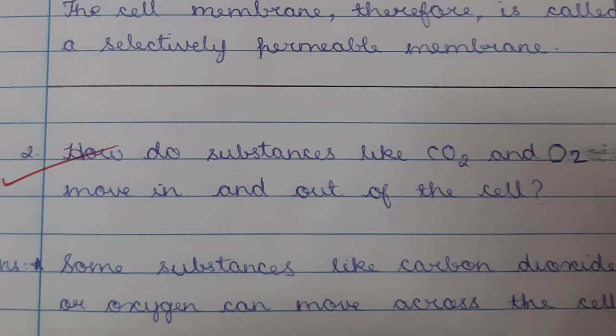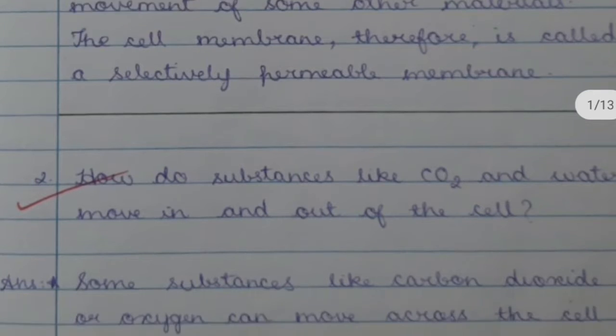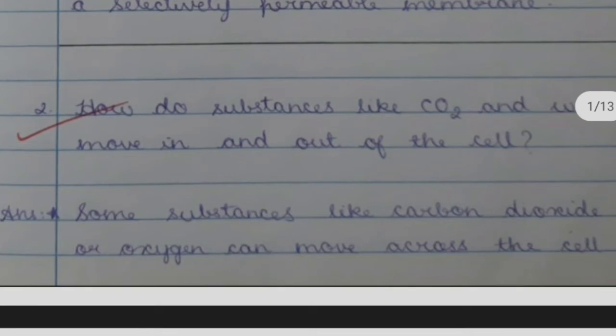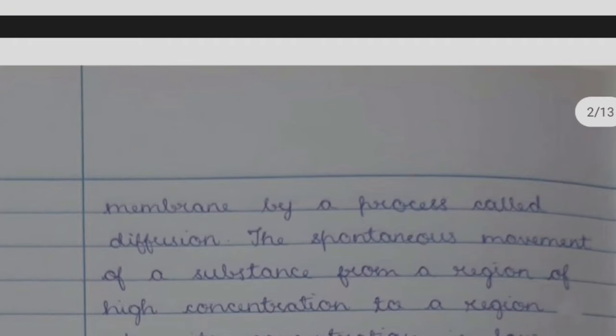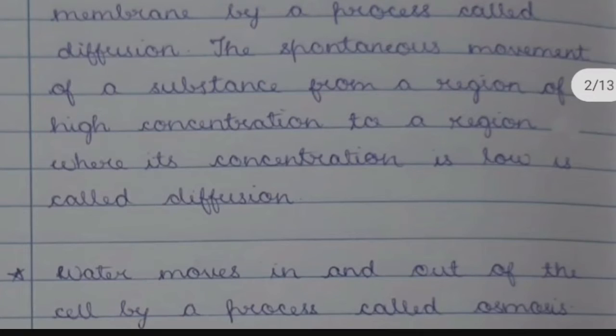2. How do substances like carbon dioxide and oxygen move in and out of the cell? Answer. Some substances like carbon dioxide and oxygen can move across the cell membrane by a process called diffusion. The spontaneous movement of a substance from a region of high concentration to a region where its concentration is low is called diffusion.